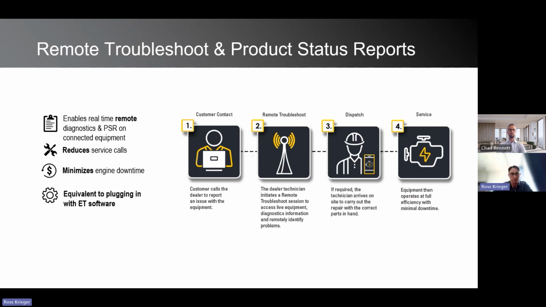Just a quick run through of what an example would look like. The customer calls a dealer. The dealer does some remote troubleshooting, figures out what parts they need, and dispatches a technician with the right parts. So they go one time with the right parts, fix the machine, and service the machine so it's up with minimal downtime.